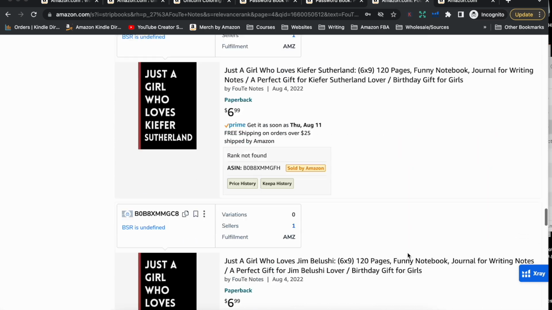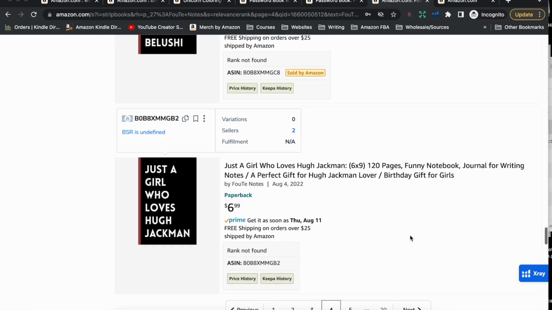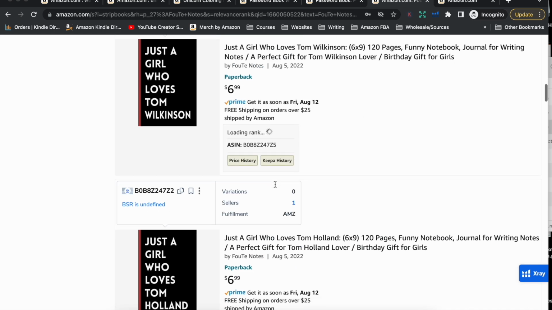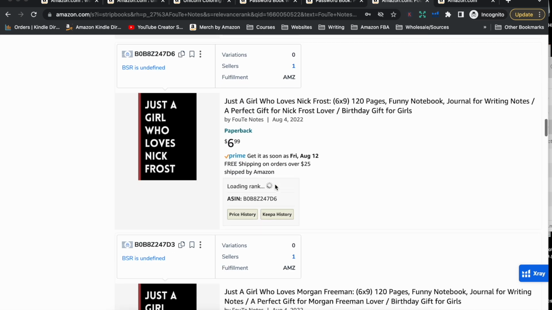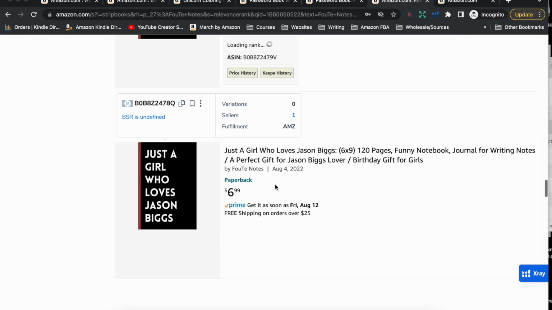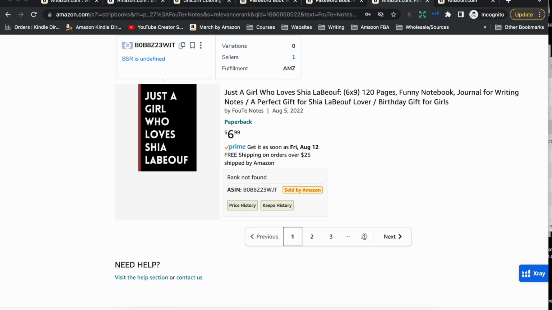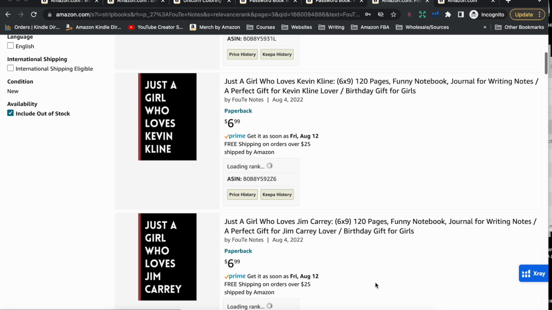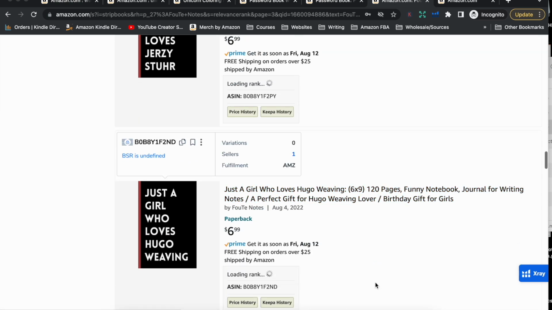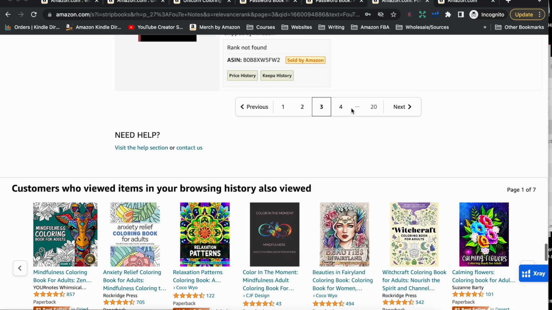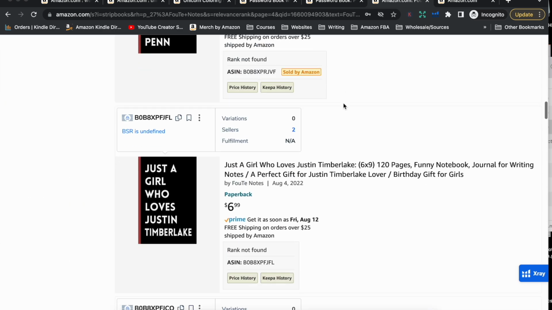They've just gone and found as many celebrity names as they possibly can, with no change in design. All they would have done is taken a minute or two to change the name on the cover, published it into their KDP account, and they've done it with hundreds of them. So they've got 20 pages of the exact same book in the hopes that they're going to catch some sort of niche, I guess, or name or hobby that takes off. But this is just not the way to go about it.